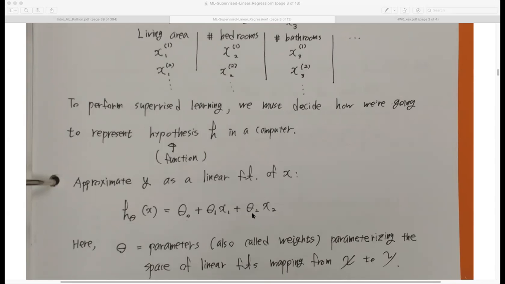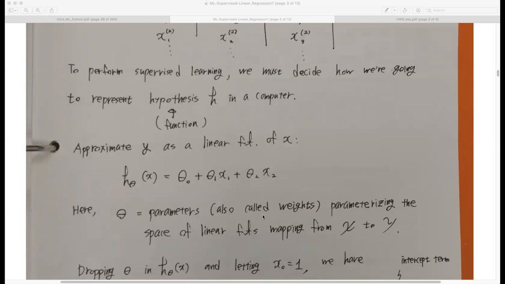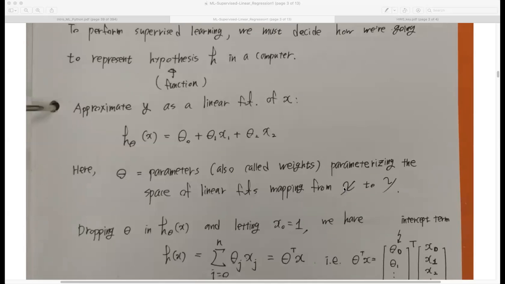Okay, so the optimal theta 0, theta 1, theta 2 make the hypothesis h return the best, good predictions. Here theta is called the parameters, also called the weights, parameterizing the space of linear functions mapping from x to y. x is the input value and y is the output value, right?